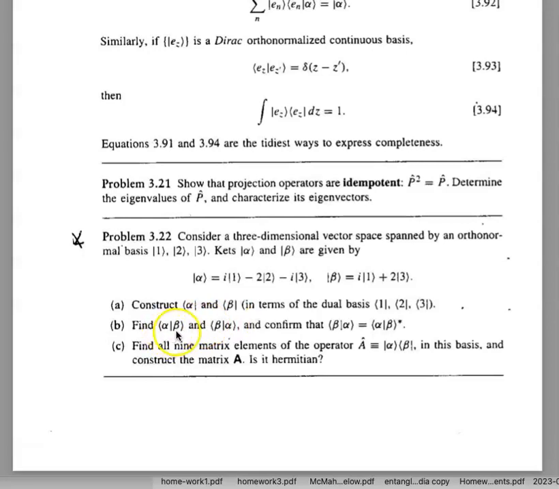And then find the inner product of the two, and go on in that. And then find all 9 matrix elements of the operator of alpha with beta. I'll give some hints on how to find that. But you will find that this is going to be a square matrix, okay?